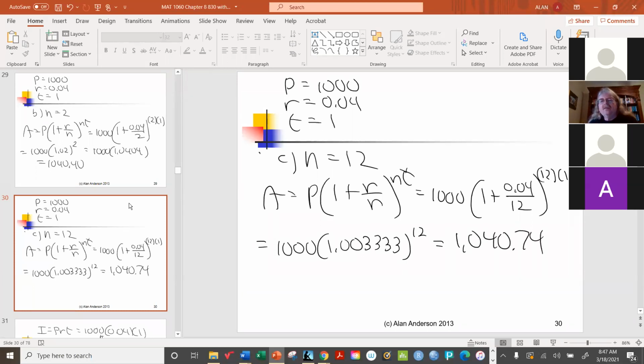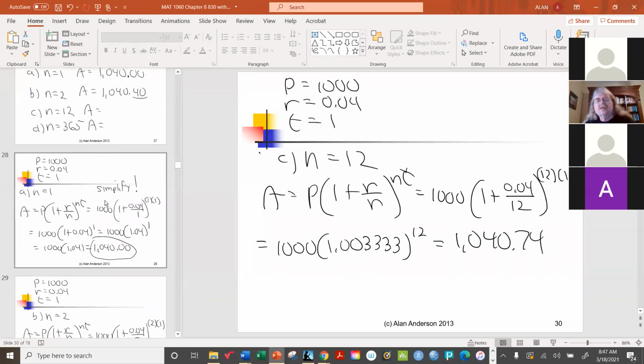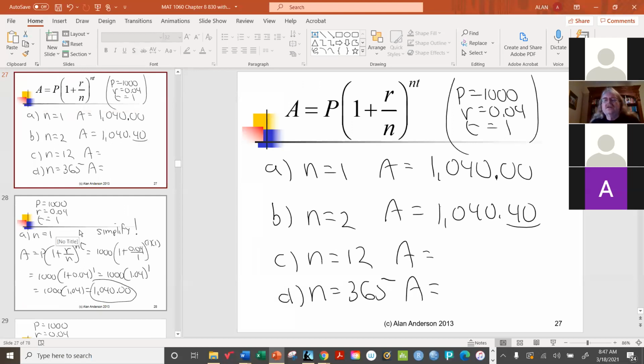Okay, so again, once the compounding frequency has been increased, the total future value will go up, but that's not because of the simple interest or the principal. It's all due to the higher compound interest.